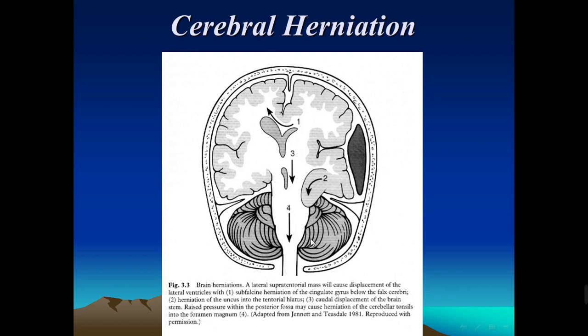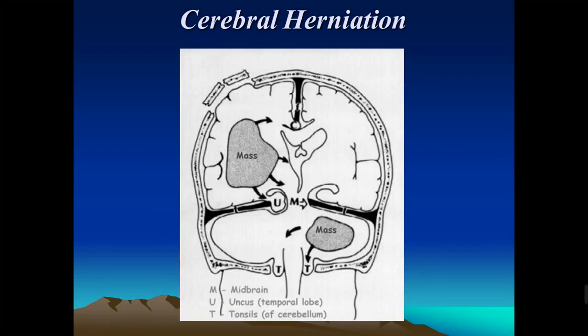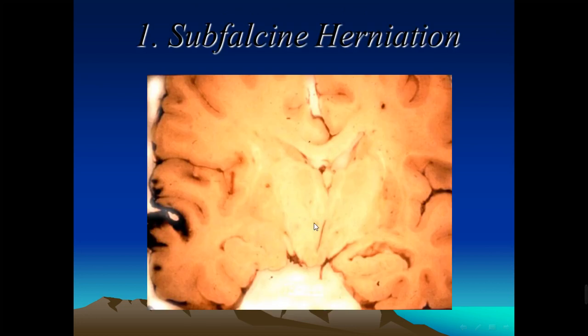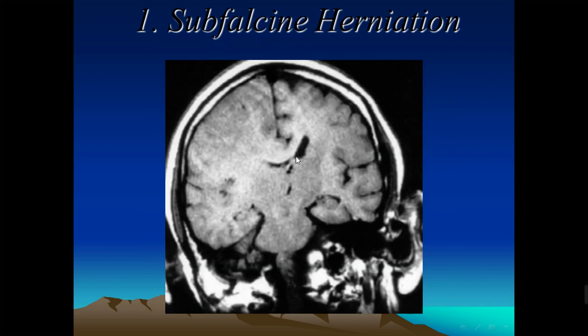You can see, for example, in this one, in fact, each one of these herniations will result in some sort of abnormality or defect in the patient. This figure also shows a mass on the other side causing subfalcine herniation or uncal herniation, transtentorial or tonsillar herniation of the cerebellum. This figure shows you the subfalcine herniation by postmortem specimen, and this other picture is an MRI in coronal view of a patient having the subfalcine herniation.